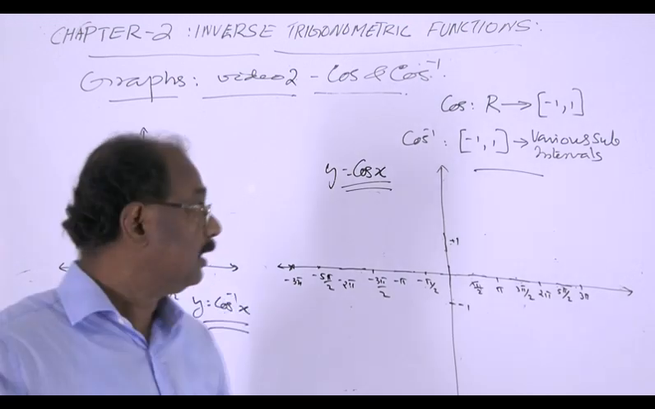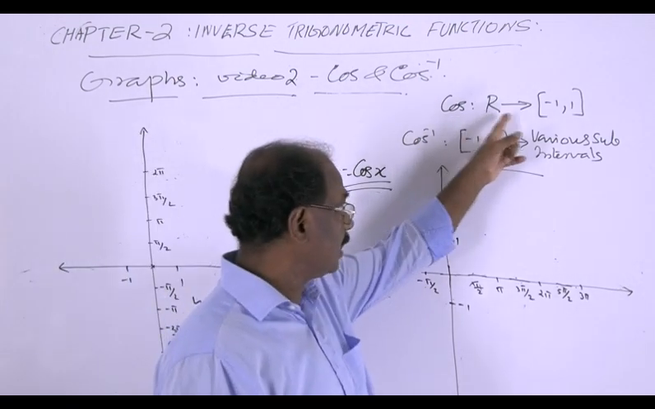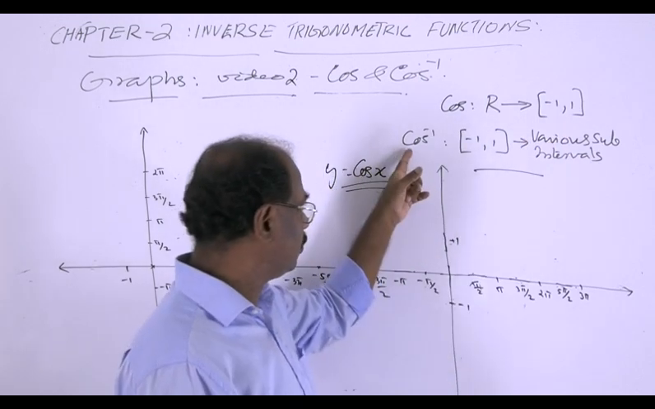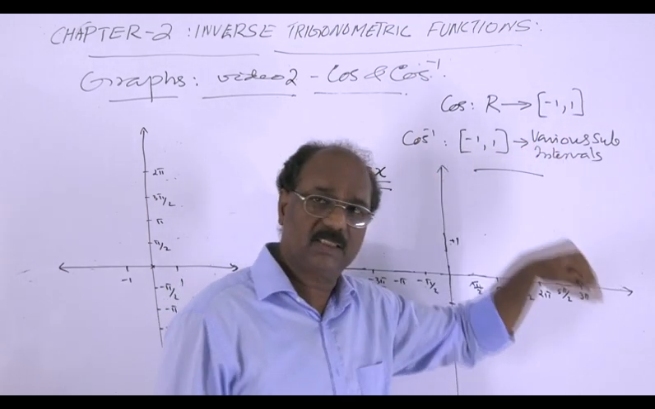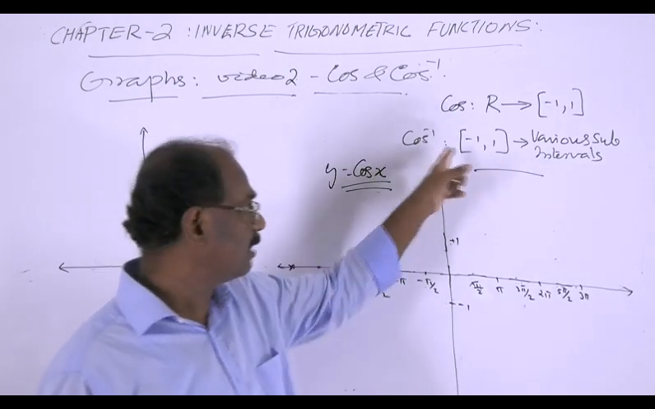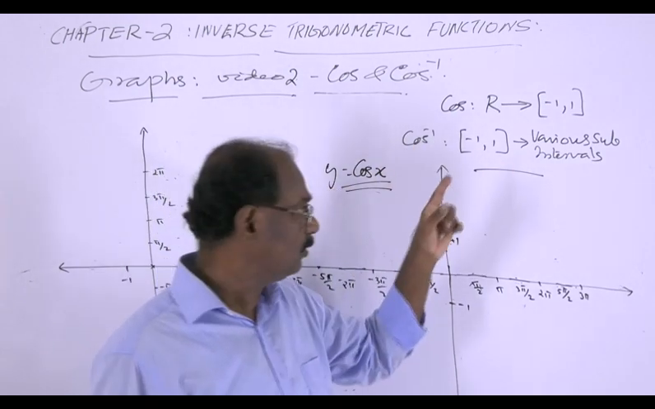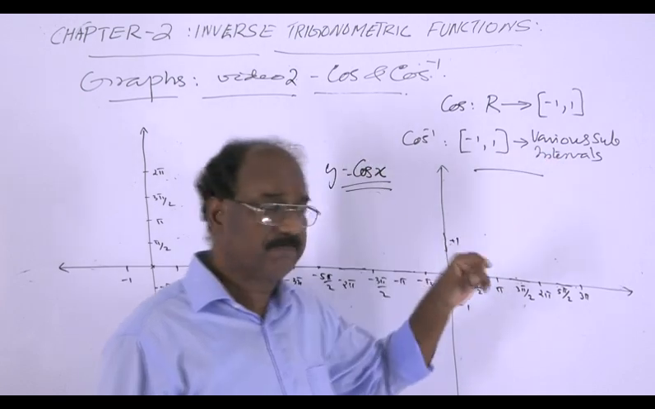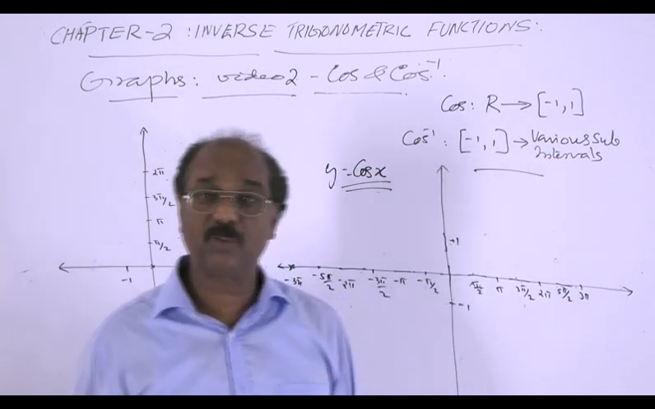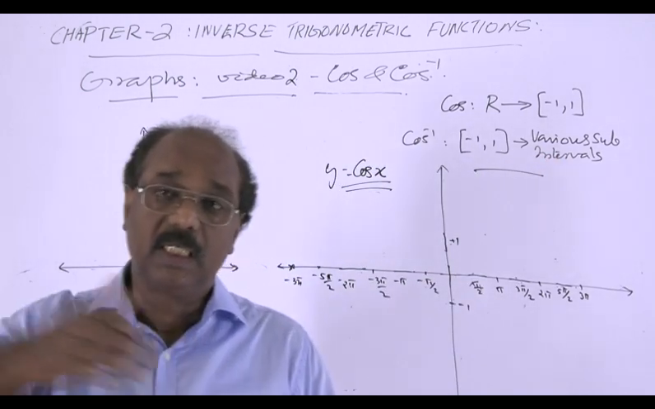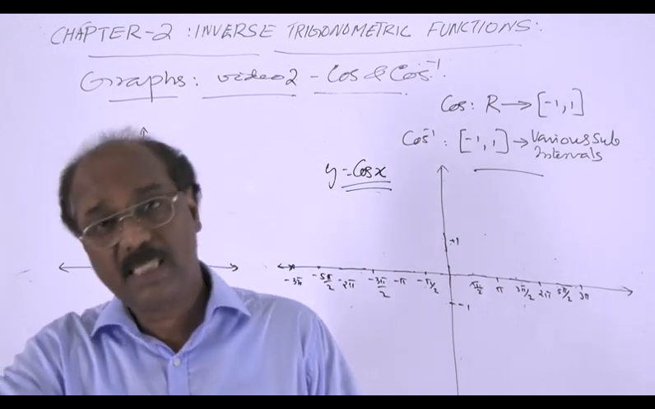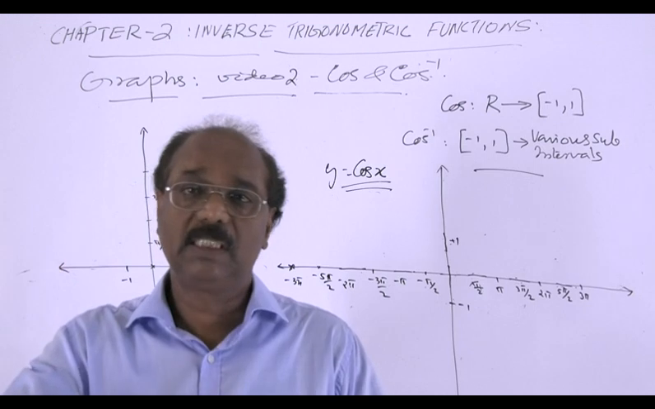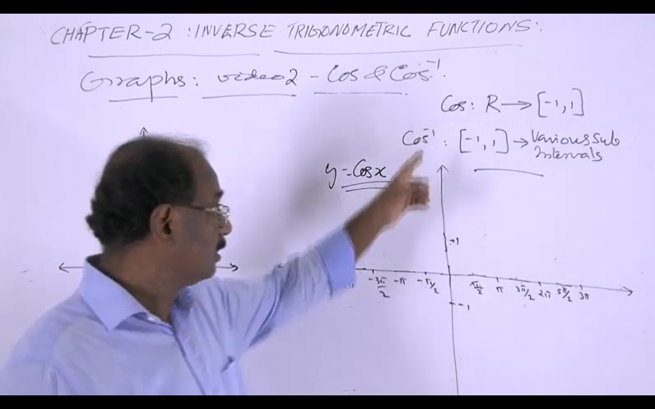The cosine function is defined from R into [minus 1, 1]. Also we know cos inverse is from [minus 1, 1] into various subintervals, as in the case of sine. In these subintervals we have the inverse. So we can have all the graphs of the branches of cos inverse in the same graph, as in the case of sine. Now we consider cos.